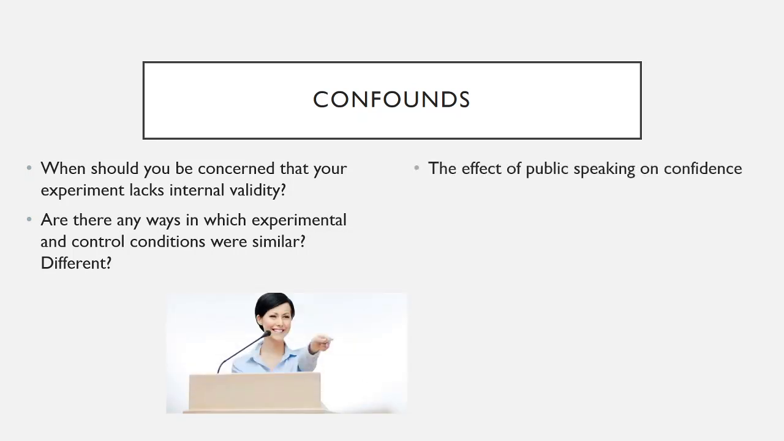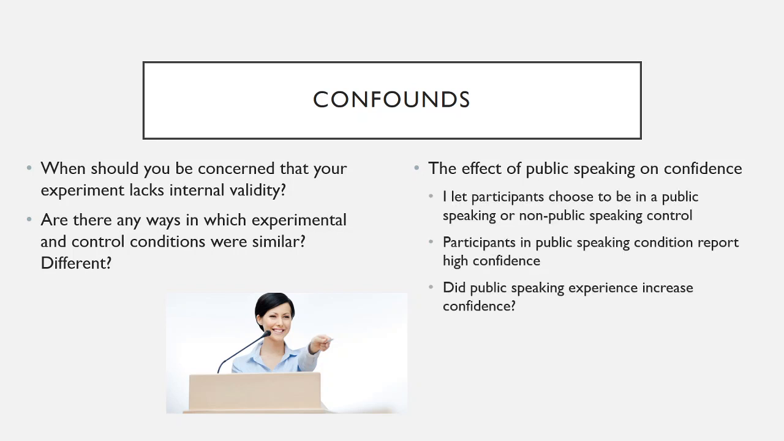So your first example, let's say I'm interested in the effect of public speaking on confidence. Let's say I, because I'm a bad researcher, let my participants choose which condition they'd like to be in. I say there's going to be a public speaking condition and a non-public speaking condition. If you'd like to give a speech in front of an audience, be in the public speaking condition. I collect the data, I do a t-test, participants in the public speaking condition had higher levels of confidence. I therein conclude that public speaking made people more confident.